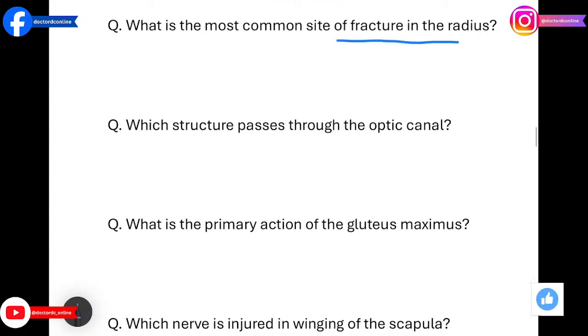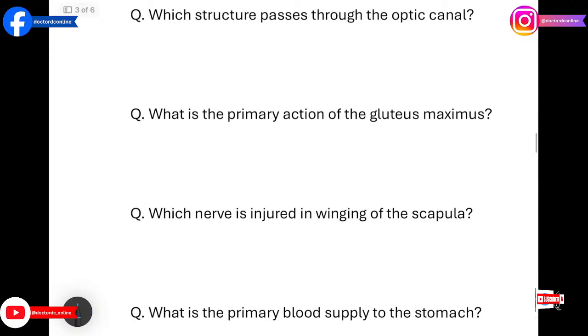The next question is, what is the most common site of fracture in the radius? And the answer is distal radius. Colles fracture occurs here, often from a fall on an outstretched hand.